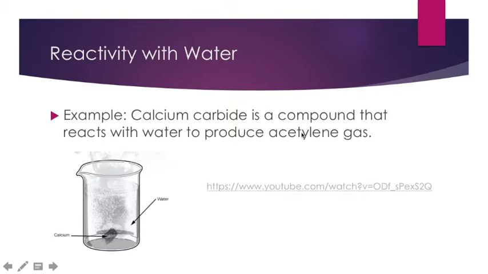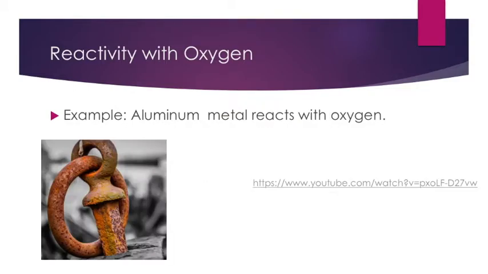Just an example of how reactive things can be when placed under the right circumstances. Reactivity with oxygen. Aluminum metal reacting with oxygen is a classic example. You might know this as aluminum oxide, or more commonly as rust. If we leave a metal outside in oxygen for a long time, eventually we get rust, which is just a buildup of a different chemical on top of that metal.